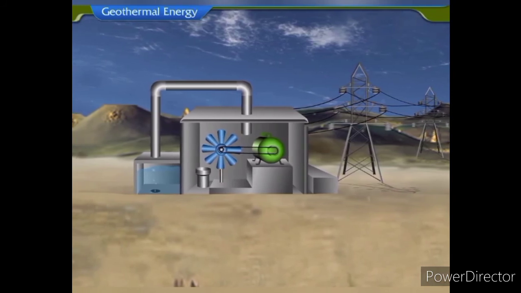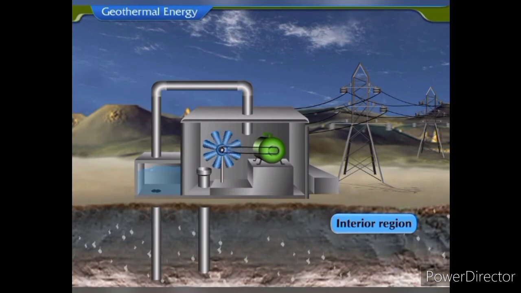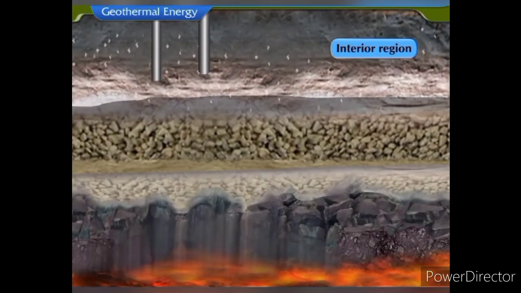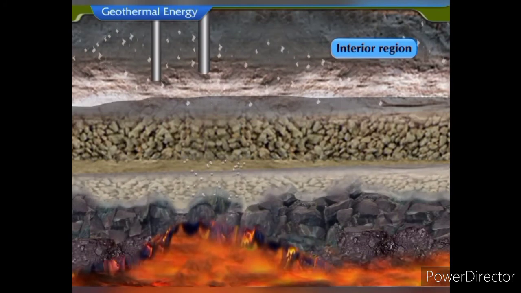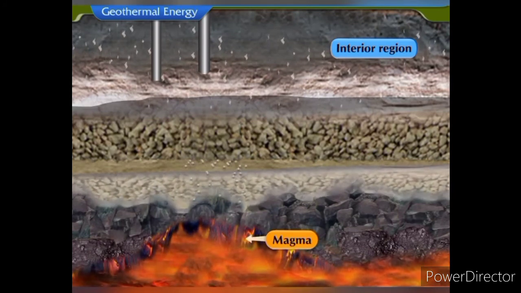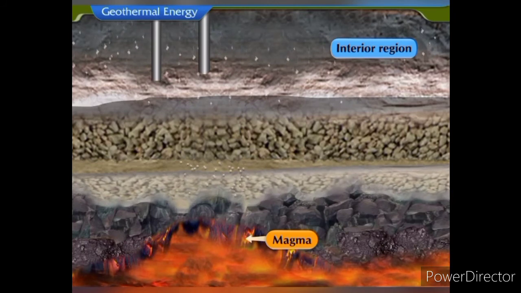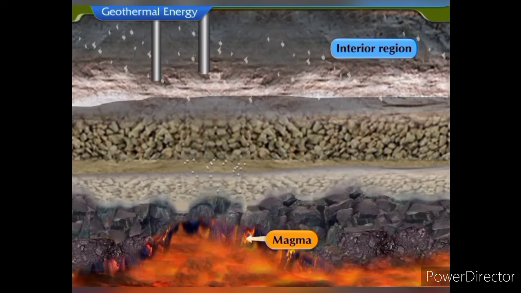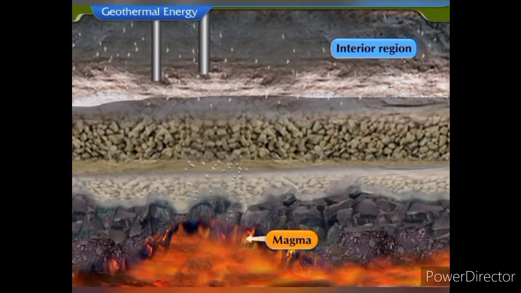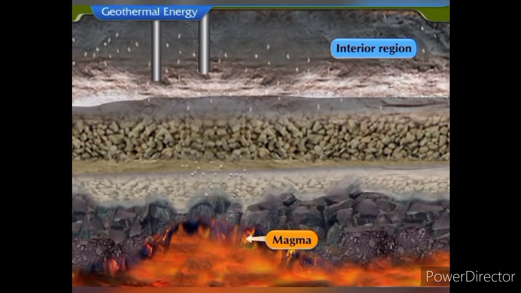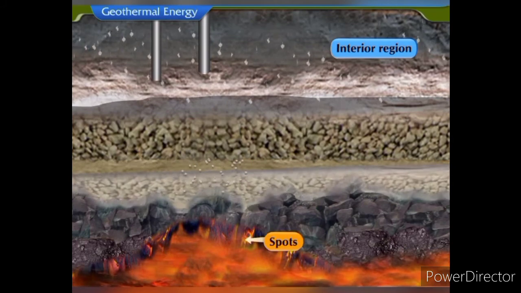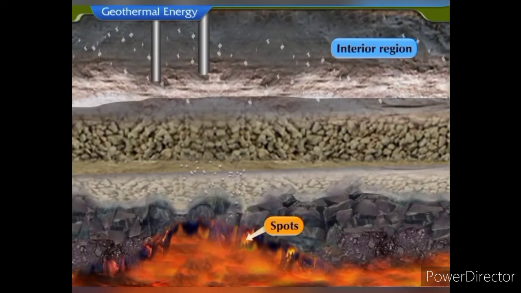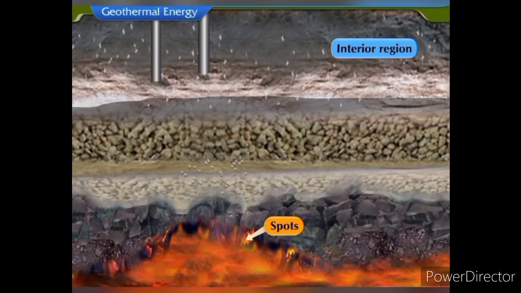We know that the interior region of Earth is very hot. This heat melts the rocks. The molten rocks are known as magma. Whenever there are some geological changes, the magma is pushed upwards, which gets collected at some depth below the surface of Earth. These places are called hot spots. These spots are sources of geothermal energy.